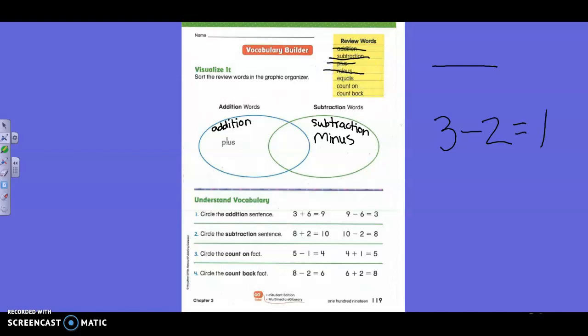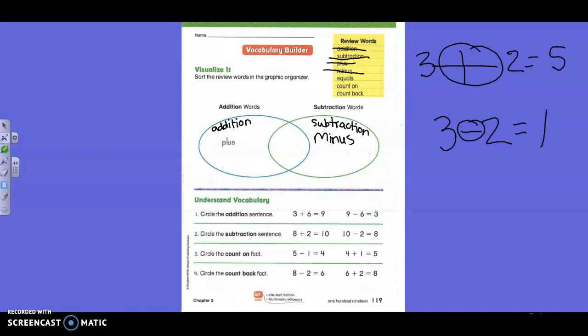Minus, the minus sign. When we add, it's a cross, right? Yep, that's a plus sign. Okay? Minus sign for subtraction, plus sign, 3 plus 2 equals 5. Okay, what's this word?